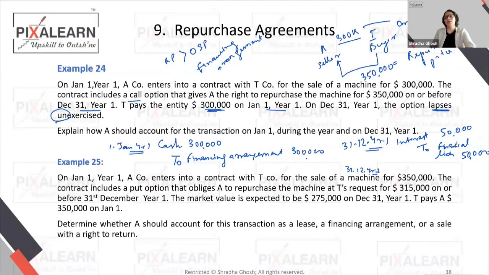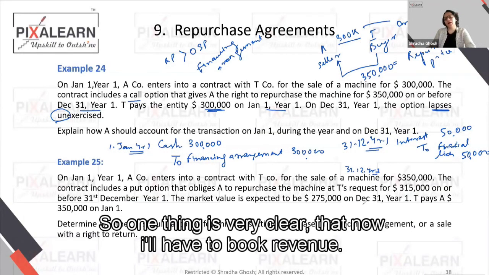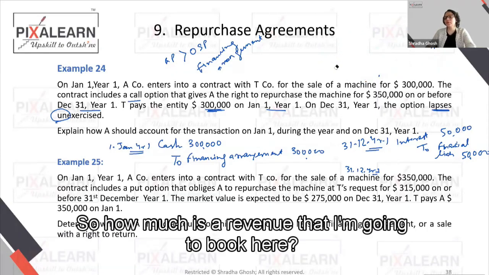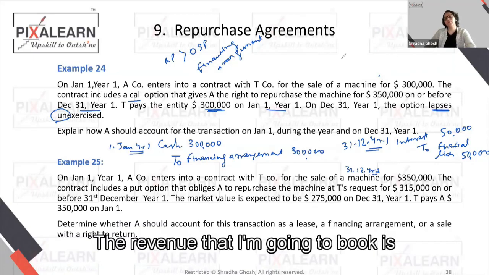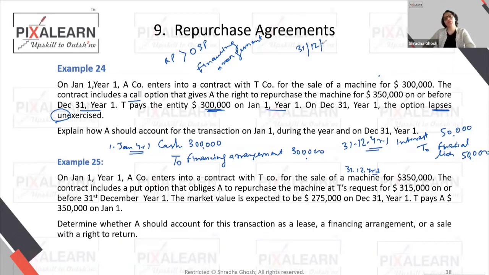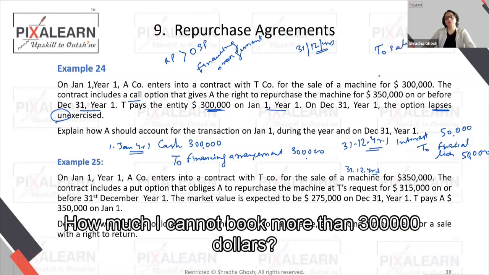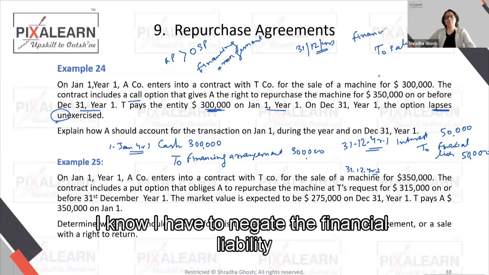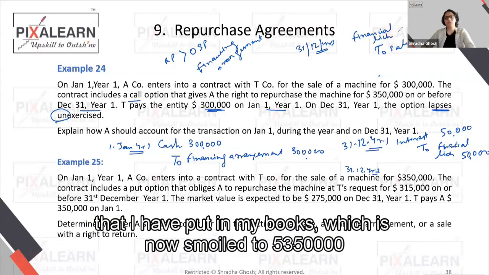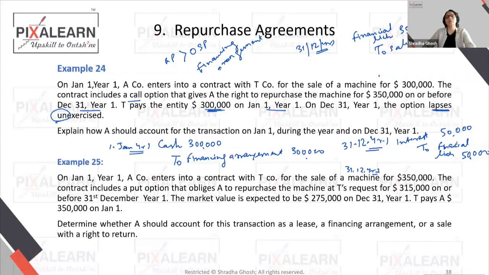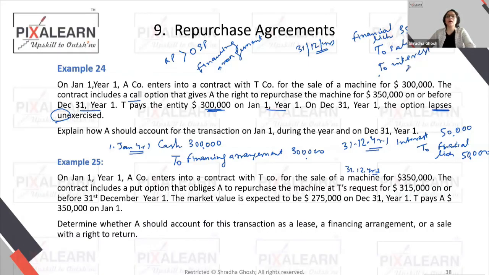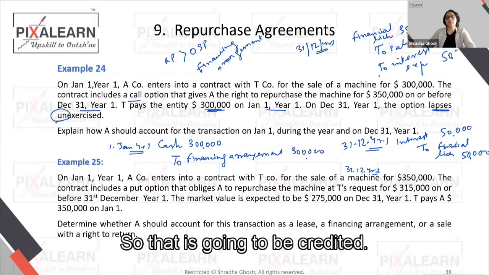Okay, so one thing is very clear: now I'll have to book revenue. How much is the revenue that I'm going to book here? On 31st of December, the revenue that I'm going to book is two sales. How much? I cannot book more than $300,000. I know I have to negate the financial liability that I have put in my books, which has now snowballed to $350,000. And the interest that I had thought I would incur, I'm not going to incur it anymore. So that is going to be credited.